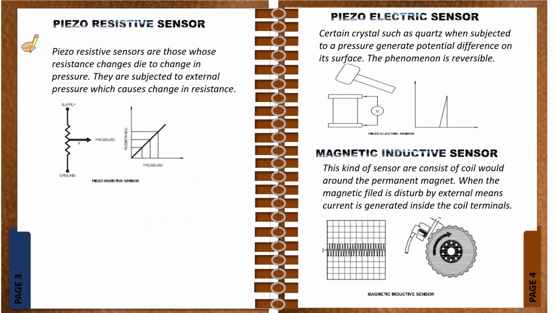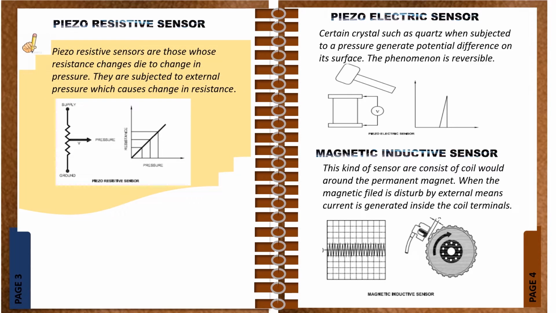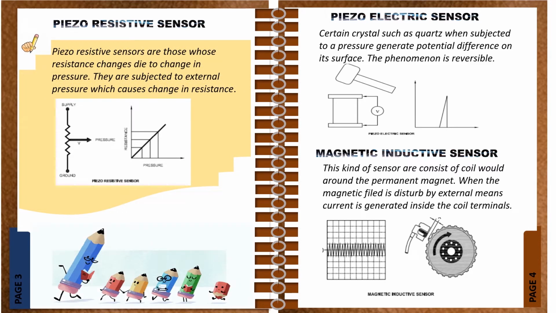Piezo resistive sensor. Piezo resistive sensors are those whose resistance changes due to change in pressure. They are subjected to external pressure which causes change in resistance.